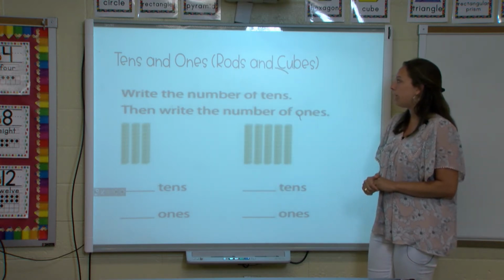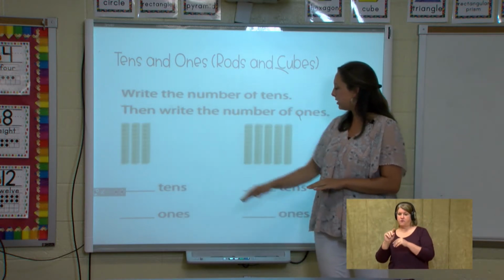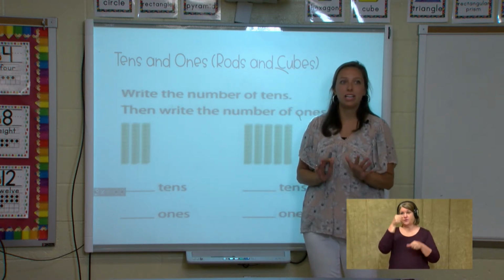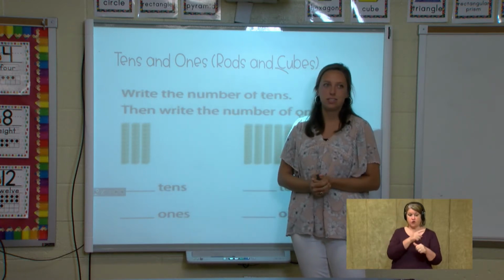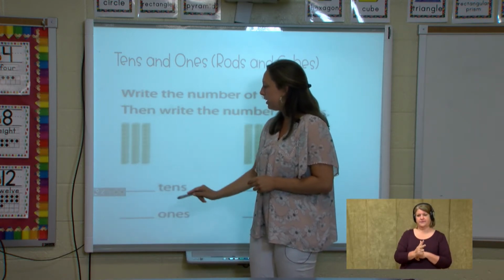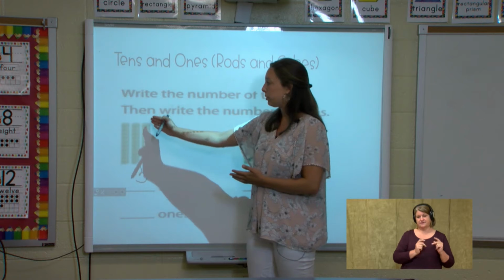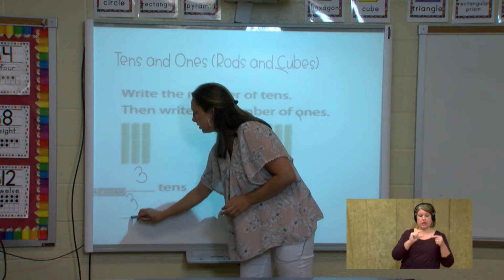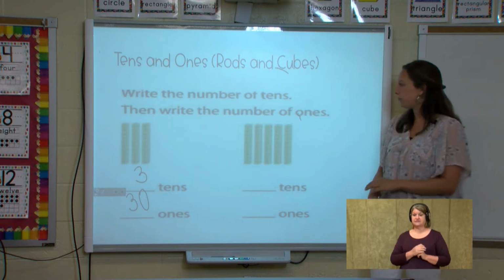We will write the number of tens and then write the number of ones. We have our rods and our cubes. Remember, 10 cubes make up a rod. First, you need to count your tens. 1, 2, 3. There is 3 tens. If there is 3 tens, 3 rods, we know that will be 30 cubes or 30 ones.